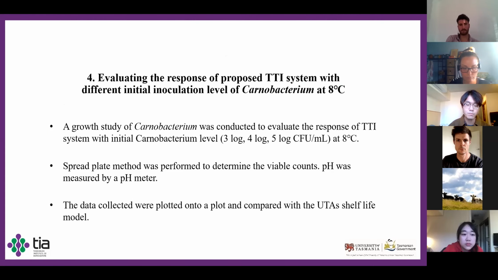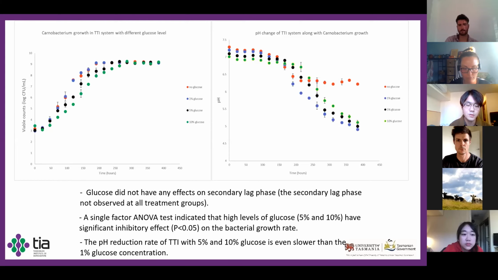Because the pH reduction will stop if there is no supplementary glucose. We can look at there. It just stops at about 6.2, and it's not enough color change. So we just choose 1% supplementary glucose in our TTI.